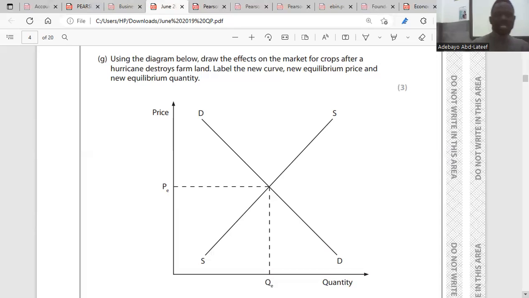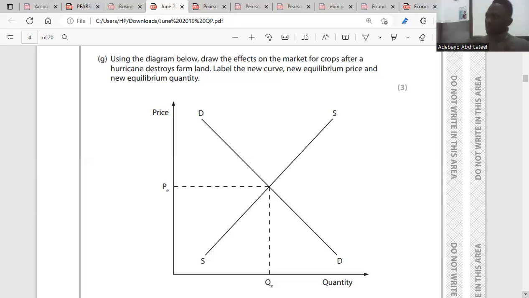At the same time, there's going to be an increase in the equilibrium price. We're going to have a higher equilibrium price because there's less supply in the market. Less supply will mean an increase in price. So with this graph, we have a leftward shift, a new curve from S to S1, and a higher equilibrium price. Is it clear? The new equilibrium price will be at P1, and the new equilibrium quantity will be at Q1.